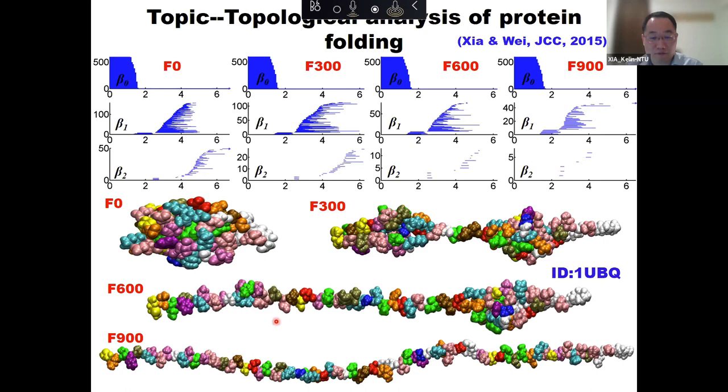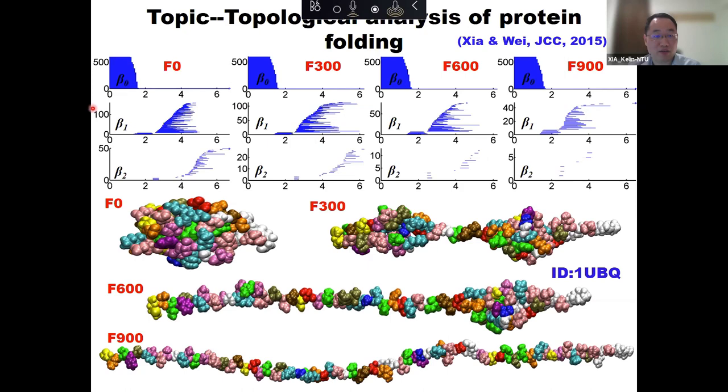So you have a well-folded structure, because I applied force manually on it, and then it gets unfolded and gradually evolves into a straight line. During this process, we take about 1,000 configurations and plot the barcode. And then this is the result. Actually, you will see that beta zero does not change that much, because here beta zero corresponds to the covalent bond that is not changing. But beta 1 and beta 2, they are significantly different.